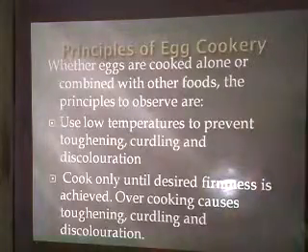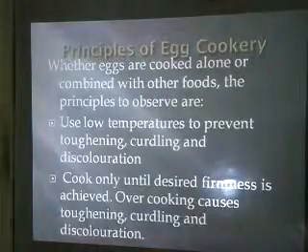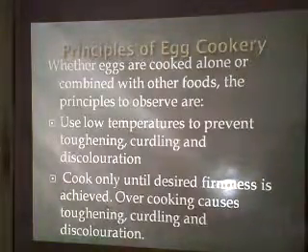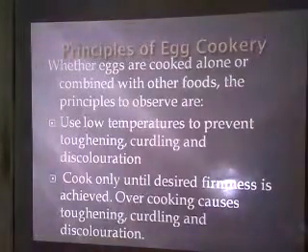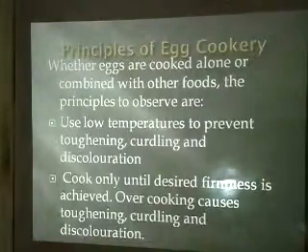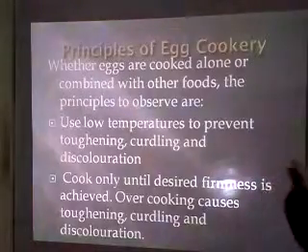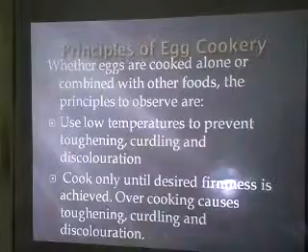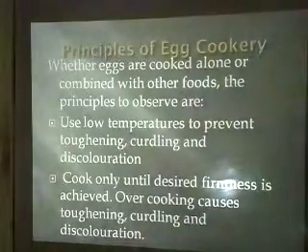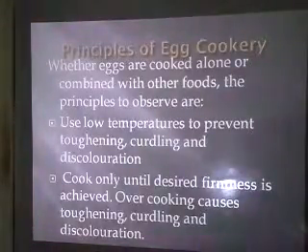What do we mean by using the low temperature to prevent toughening, curdling, and discoloration? When cooking protein dishes and you use high temperature, it makes the protein coagulate very fast. Therefore, it toughens the product, making digestion very difficult. So it is advisable that when preparing protein dishes, for instance, taking egg into consideration, it should be prepared under a gentle heat or on a low temperature so that it does not toughen. We also said that it will curdle when high temperature is being used.